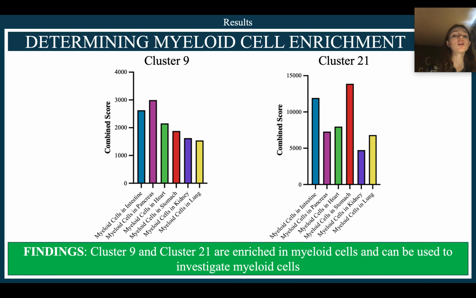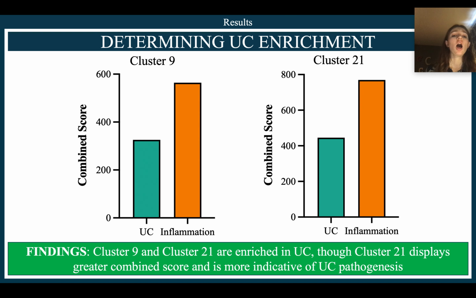So my first step was, from these 25 clusters, which clusters could be used for my investigation, and I found that cluster 9 and cluster 21 were enriched in myeloid cells. Thus, these clusters were isolated for further investigation. I also wanted to ensure that these clusters could be used to draw conclusions about ulcerative colitis, and I found that both of these clusters were enriched in UC and UC-associated inflammation. However, cluster 21 did display greater combined score than cluster 9. Thus, cluster 21 is considered slightly more indicative of UC pathogenesis.